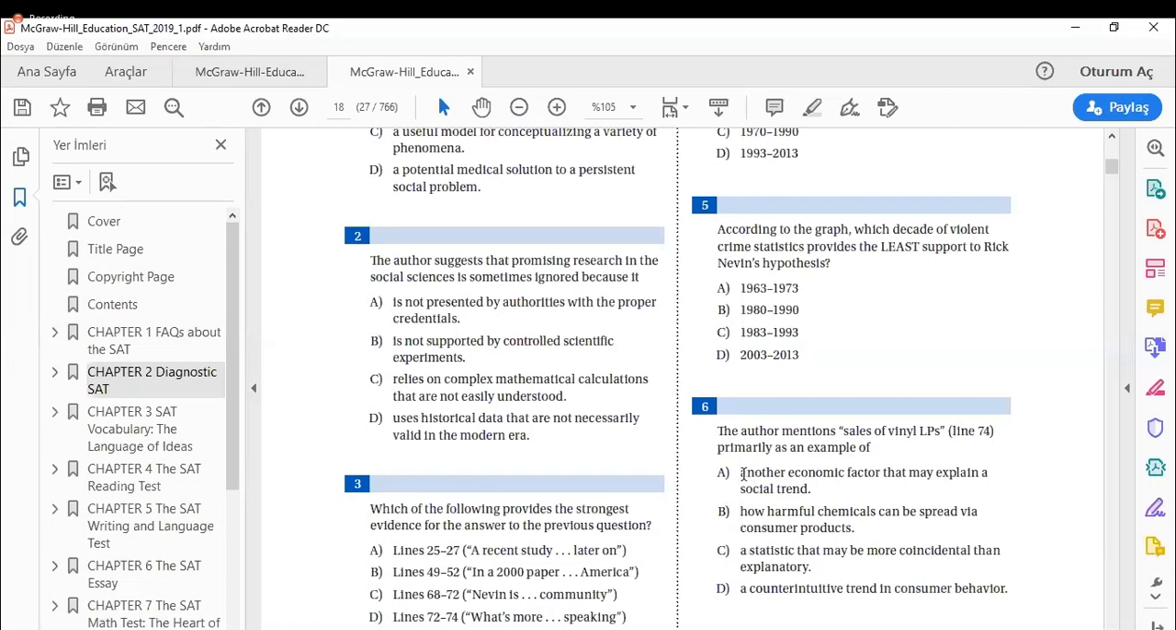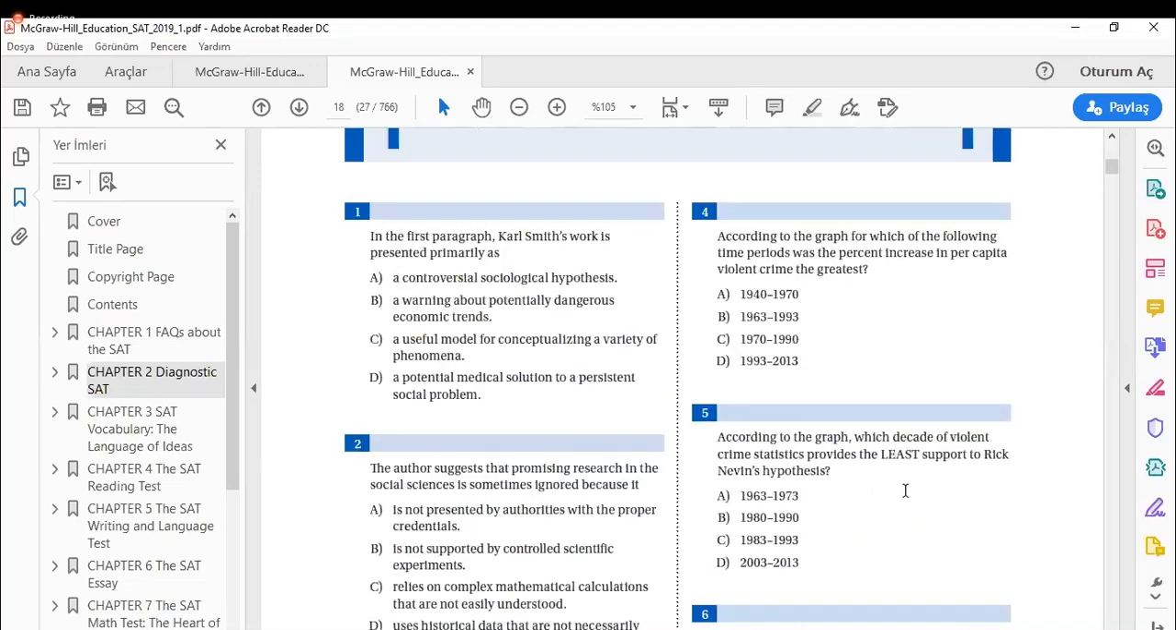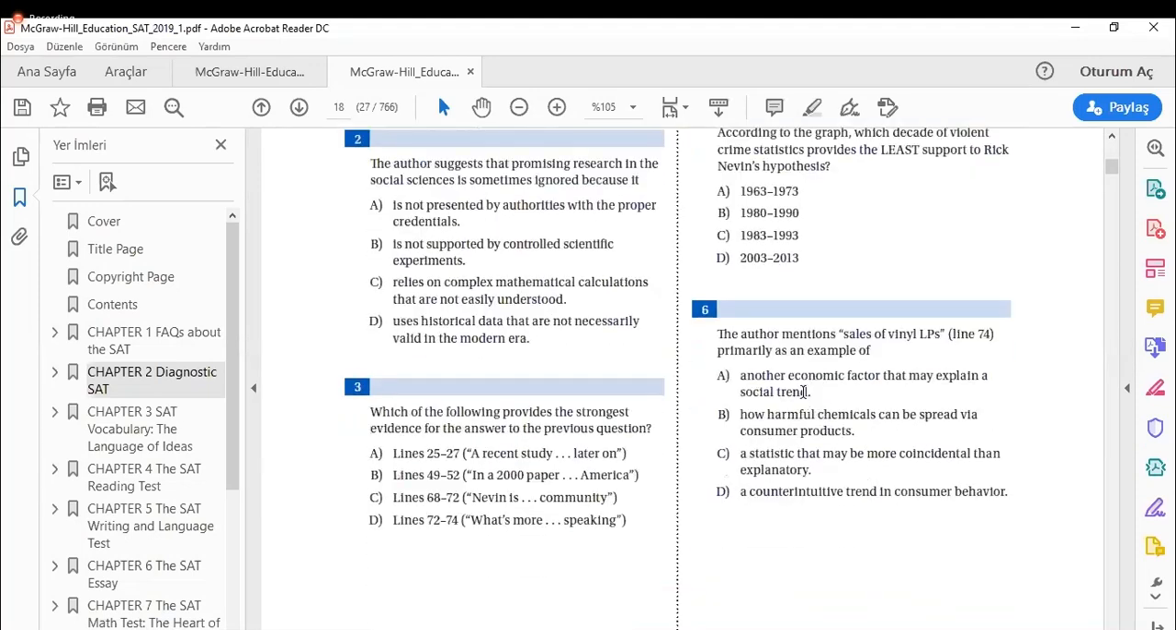Okay, so let's have a look at the options. A: Another economic factor that may explain a social trend. B: How harmful chemicals can be spread by consumer products. C: Statistics may become more coincidental than explanatory. And answer D was a counterintuitive trend in consumer behavior. Okay, this question has a bit higher difficulty level. So what is the answer? Any idea? So another economic factor that may explain a social trend. Sorry? Could be A is the answer, or I don't know.